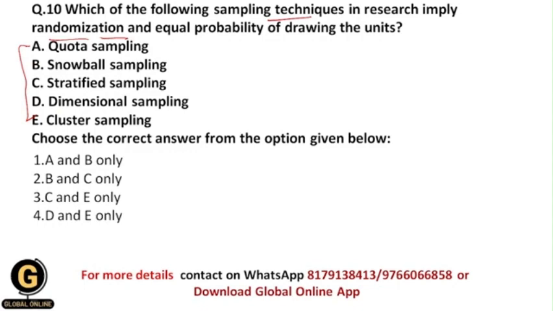So whether it is quota sampling, snowball sampling, stratified sampling, dimensional sampling or cluster sampling. So here the probability sampling procedures are stratified and cluster sampling. As we have seen in this video, quota and snowball sampling, all of these are non-probability sampling. Okay, and that's why the remaining options will be stratified and cluster sampling, and those are the probability sampling techniques, and that's why your correct answer should be C and E only. Okay, C and E only, stratified and cluster sampling.